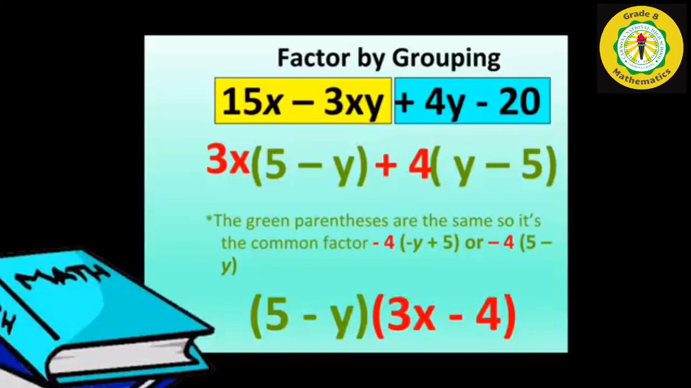So if you observe, the factors in parentheses are 5 minus y and y minus 5. So we need to change the sign to make them the same. So our answer is 5 minus y times the quantity of 3x minus 4.